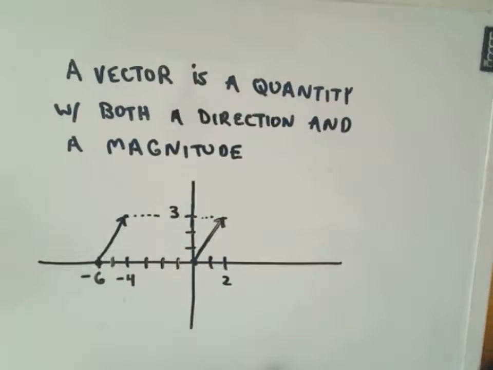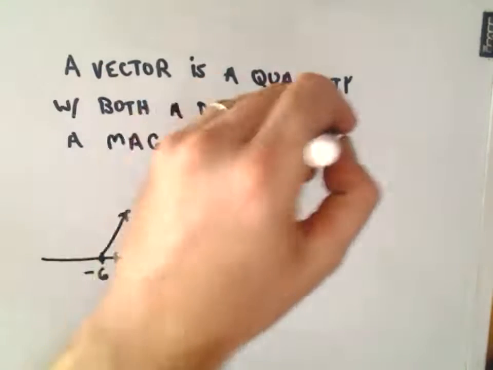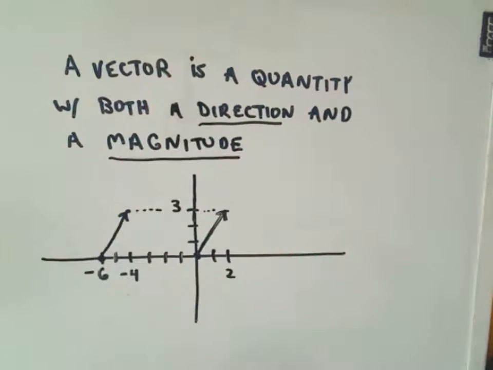Well, first off, what is a vector? A vector is basically just a quantity with both a direction and a magnitude, okay? So, typically we represent vectors with just little arrows, okay? So, that's typically the way that we draw vectors when we do it graphically.